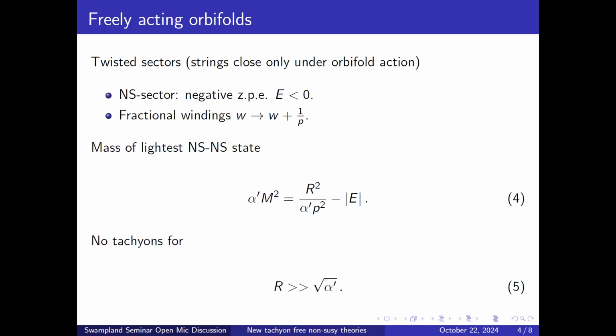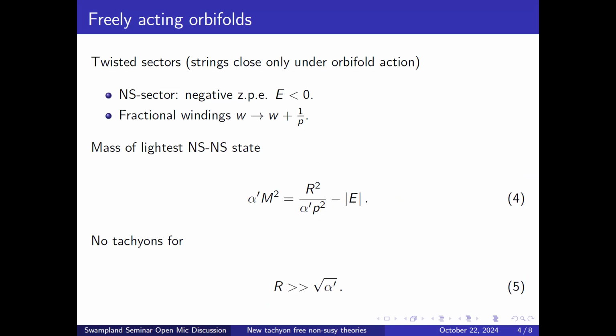Now, since we break all supersymmetries, tachyons may appear in the twisted sectors of the orbifolds. This can happen in the NS-NS sector where the zero-point energy is negative. But also, in the twisted sectors of the freely acting orbifolds, the windings become fractional, and this is because of the shift on the circle.